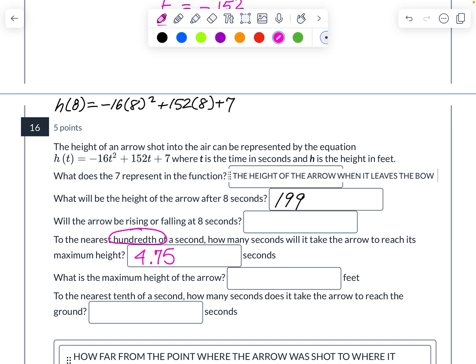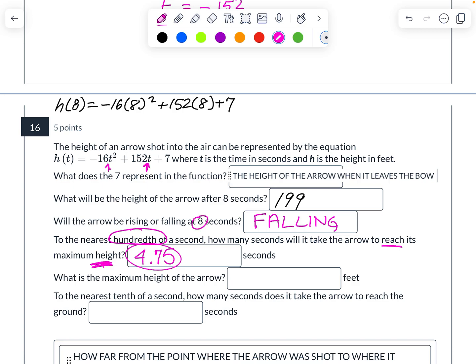Okay, so here's the deal. If it reaches its height at 4.75 seconds, then this must be falling. 8 seconds happens after 4.75. So that has to be falling. Okay, so now I'm going to take this number right here and put it in the original equation.